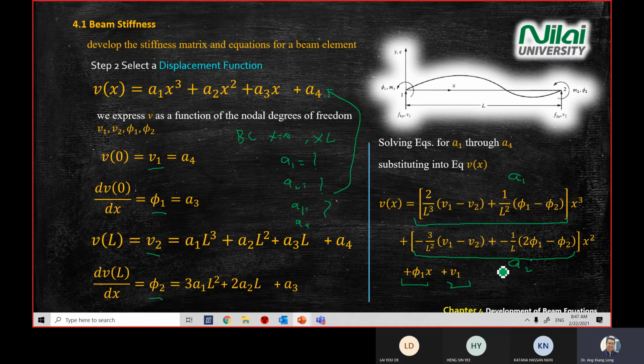By looking at the screen here, at least you have an idea how you get the displacement function from the polynomial equation A1, A2, A3, A4 until you get the very long equation on the right hand side of the screen. I don't expect you to memorize all these equations, but at least you understand how you arrive at this equation.